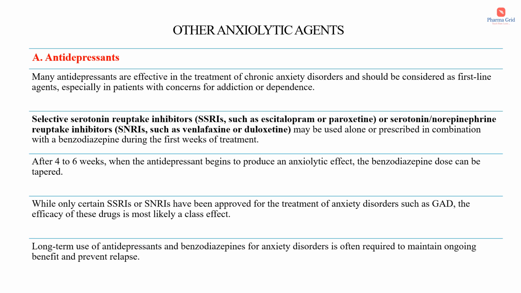So among them, selective serotonin reuptake inhibitors, that is SSRIs such as escitalopram or paroxetine, or SNRIs, that is serotonin norepinephrine reuptake inhibitors such as venlafaxine or duloxetine, may be used alone or prescribed in combination with a benzodiazepine during the first weeks of treatment. So among these antidepressants, SSRIs such as escitalopram or paroxetine, or SNRIs such as venlafaxine or duloxetine, can be used as anxiolytic agents.